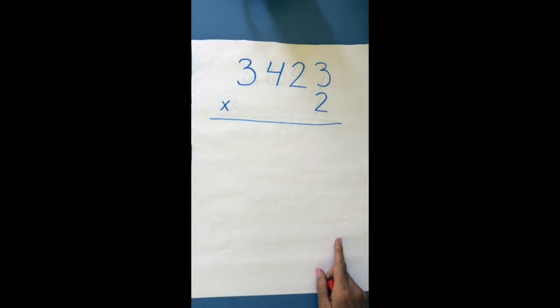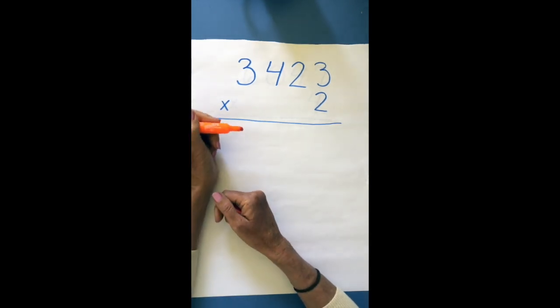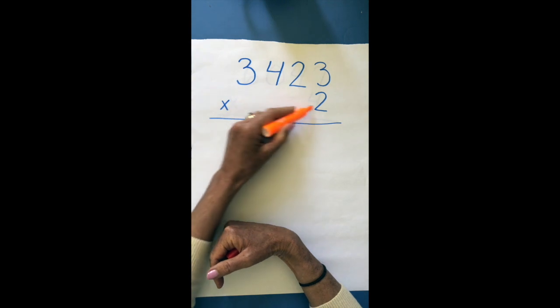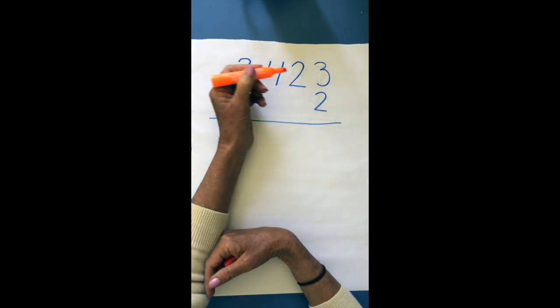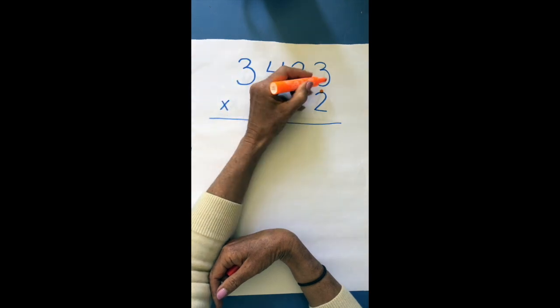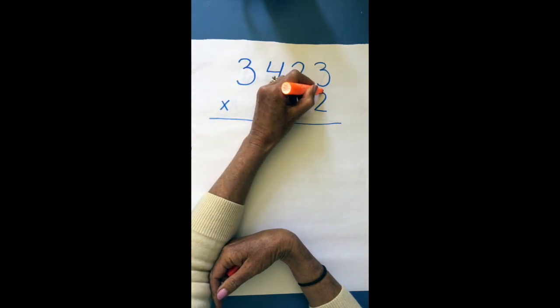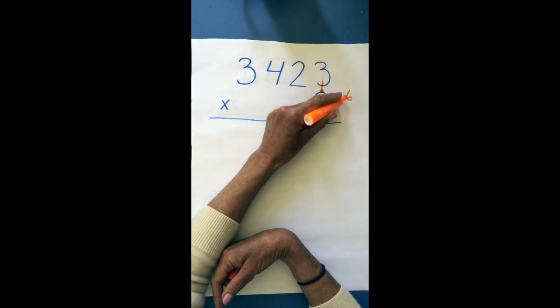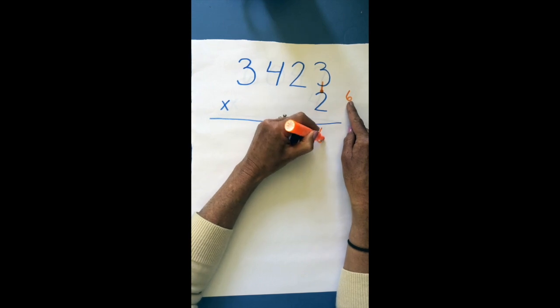Now, this problem looks super scary, but this is actually the easiest problem I could think of for a 4-digit by 1-digit. So again, you do the same pattern. You put a dot, and then you multiply the lower number by the number in the ones place. So 2 times 3 is 6. It's 1 digit, so it just goes down.